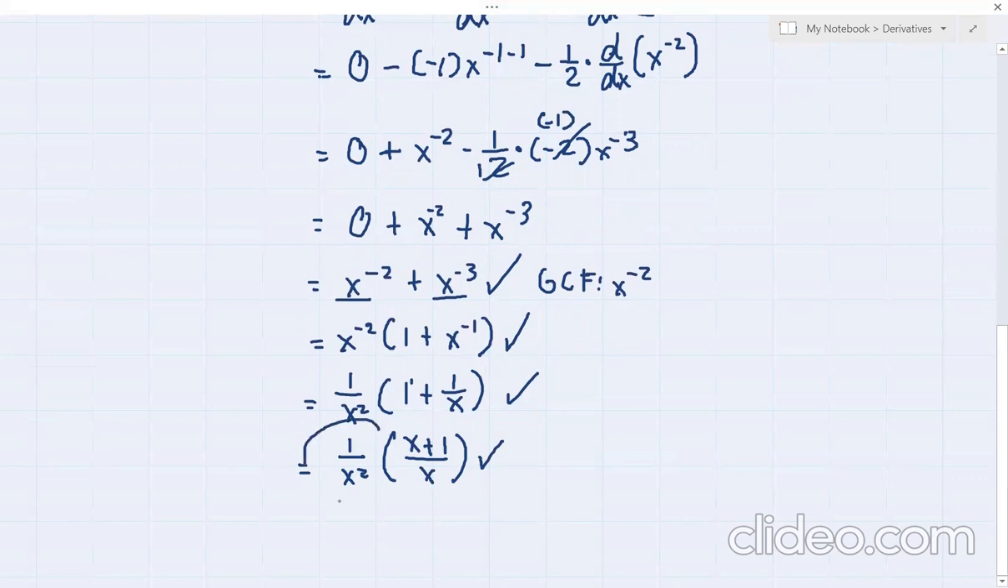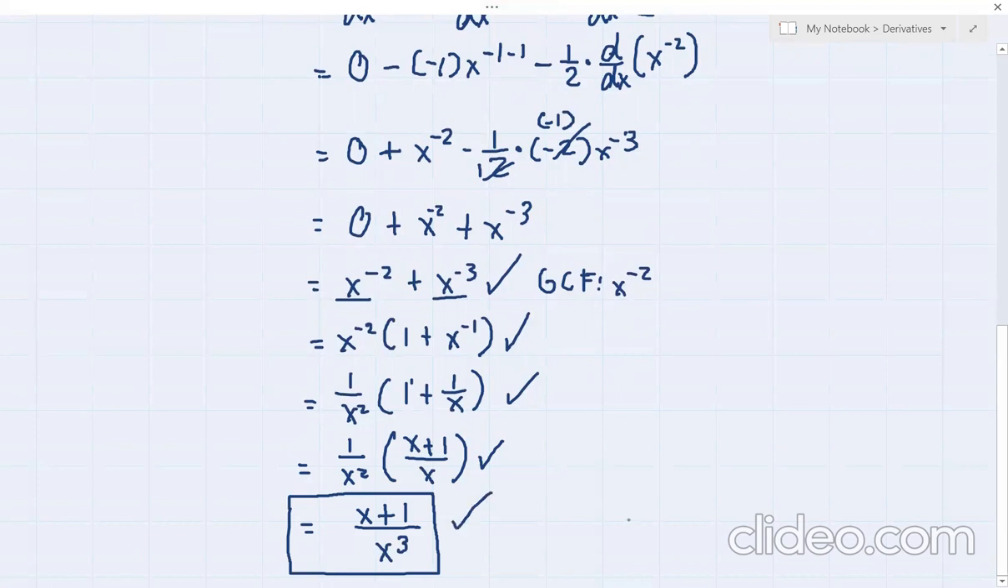Or kung gusto mong i-multiply itong dalawang fraction na to, sure. Ang mangyari dyan is we will have x plus 1 all over x cubed. O, di ba? Yan na yung final sagot ko rito. Ito na yung last na possible answer na ibibigay ko sa inyo.